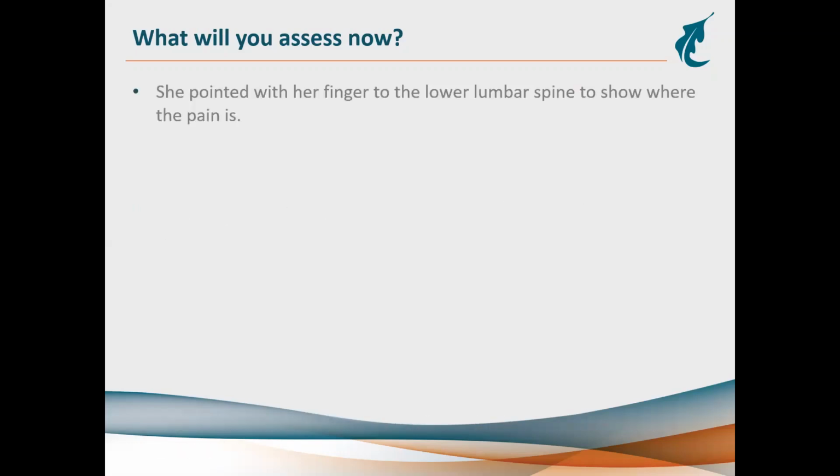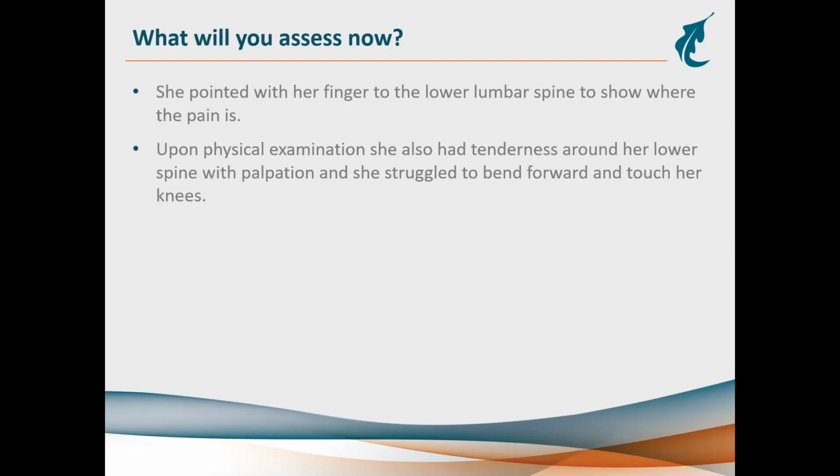Thank you. So she pointed with a finger to the lower lumbar spine to show where the pain is. As Marisa mentioned earlier, patients with spinal TB are able to point to the area of pain with one finger, as opposed to showing the area of pain with their whole hand. Therefore, this shows the localization of the spinal TB related spinal pain. Upon physical exam on this patient, there was paraspinal tenderness around her lower spine on palpation, and she struggled to bend forward and touch her toes. So as you can see, this patient has the associated factors which we have talked about earlier. She's also got at least one of the non-physical signs on examination.